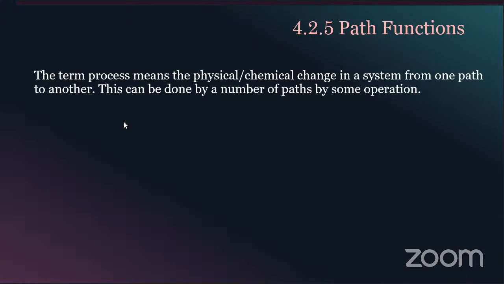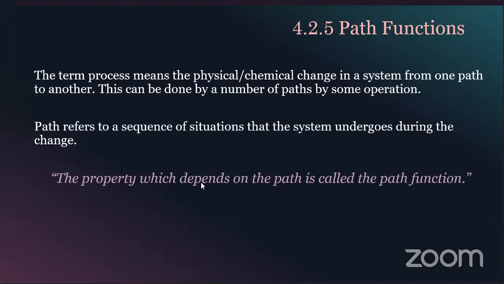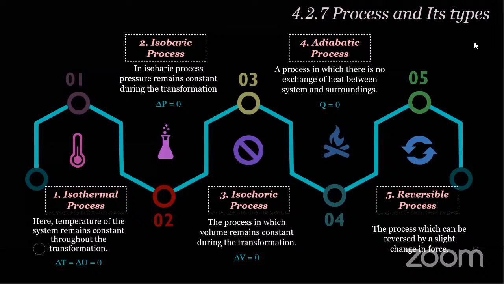Yes, Raj, any problem? Okay. So what is a path function? The property which depends on the path is called the path function, which depends upon how you have changed the temperature, whether it first increased, whether it first decreased. When that is specified, it is said to be a path function. There are only two properties which are path functions, that is work and heat. Rest everything is a state function. Okay, got it? So please everybody take a screenshot of this and remember this. This is very, very important.